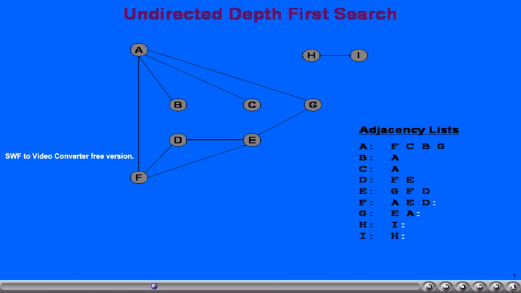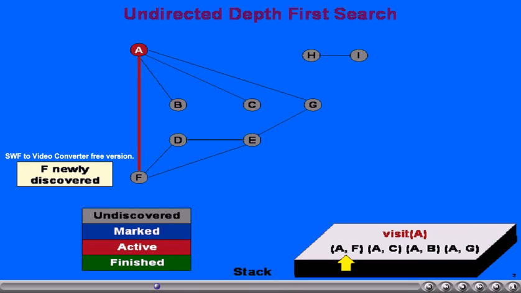The graph is as shown in the slide. Incidentally, you can verify that it is having two connected components, and the adjacency list will display what are the adjacents of each node. In this algorithm, we make some assumptions. Nodes are said to be undiscovered, active, or finished.